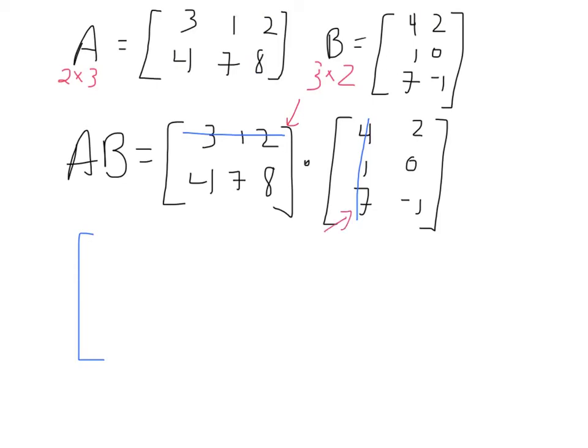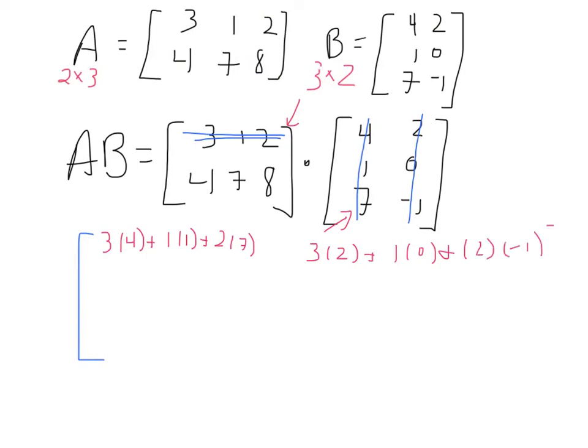So what happens is that 2 will line up with that 7, that 1's going to line up with the 1, and the 3's going to line up with the 4. So the multiplication is going to be 3 times 4 plus 1 times 1 plus 2 times 7. And then we are going to repeat that again with the next column. So then we're going to have 3 times 2 plus 1 times 0 plus 2 times a -1.